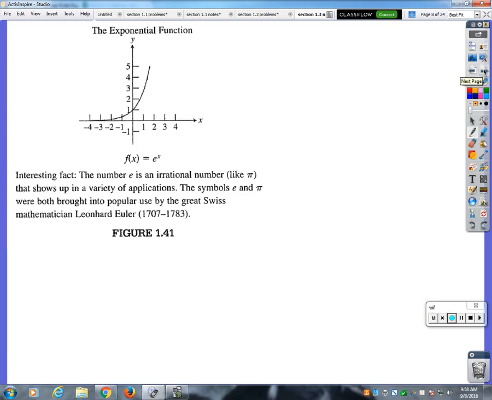All right, next one. Now things get a little bit tricky. Some functions that maybe you're not 100% familiar with. This is y equals e to the x. E comes from the natural log. We're going to talk about that one in a minute. Those two are inverses of each other. The number e is an irrational number like pi that shows up in a variety of applications. What's one application that we talked about e with? Anybody remember?